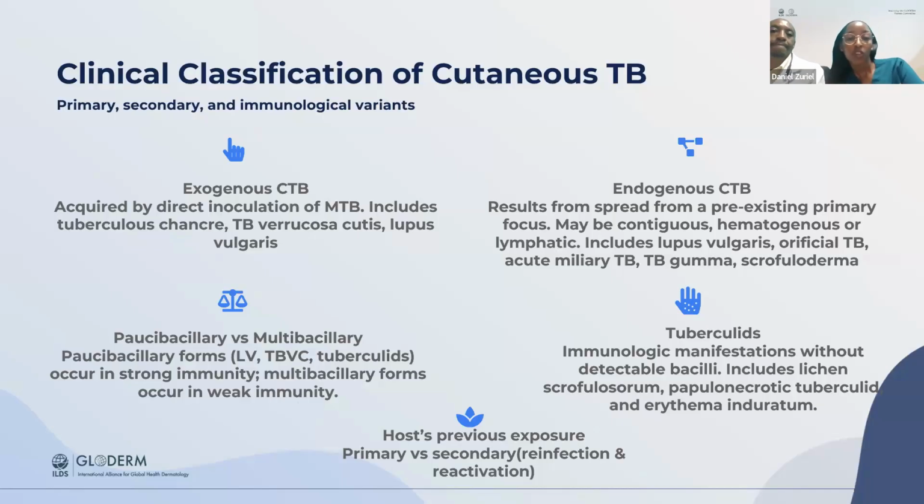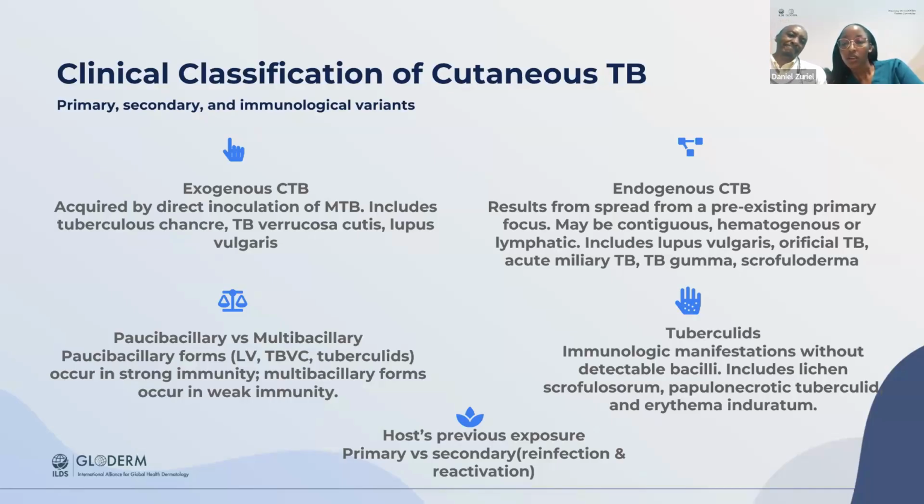We have quite a number of ways of classifying cutaneous tuberculosis, and the one that is most commonly used divides tuberculosis into exogenous and endogenous cutaneous tuberculosis. Exogenous cutaneous tuberculosis represents the forms acquired through direct inoculation of the mycobacterium, and this includes the tuberculous chancre, tuberculosis verrucosa cutis, and some forms of lupus vulgaris.